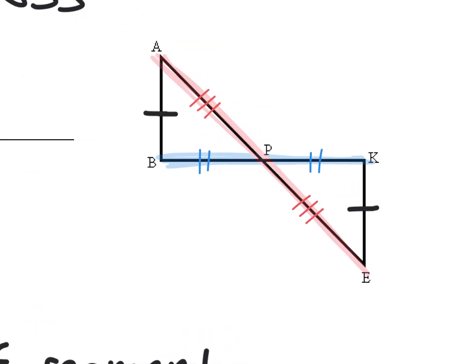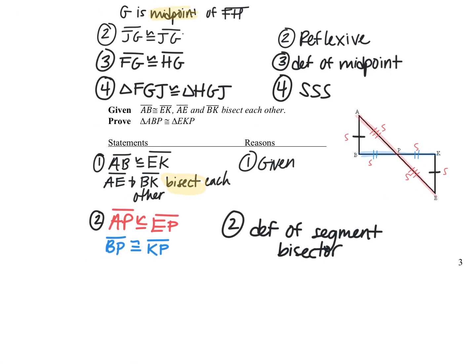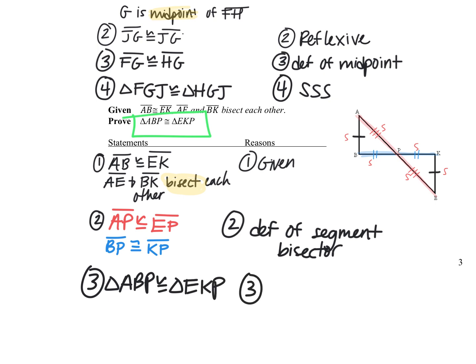I'll zoom out in a second. So you've got S, S, S, side, side, side. Are we good? Yeah, so you can go ahead and say the final thing, which is this. Triangle ABP is congruent to triangle EKP by what reason? Side, side, side.